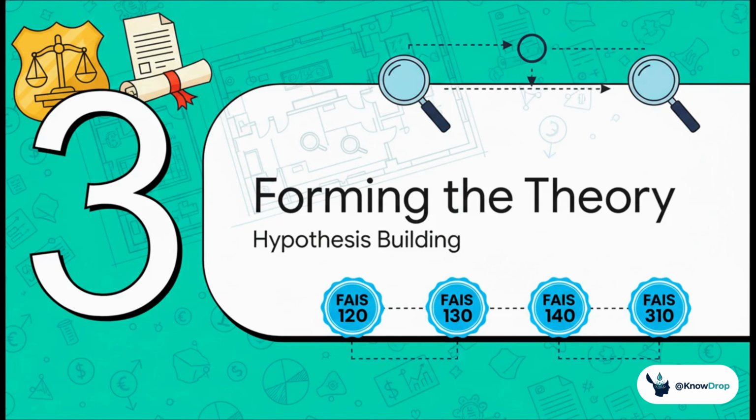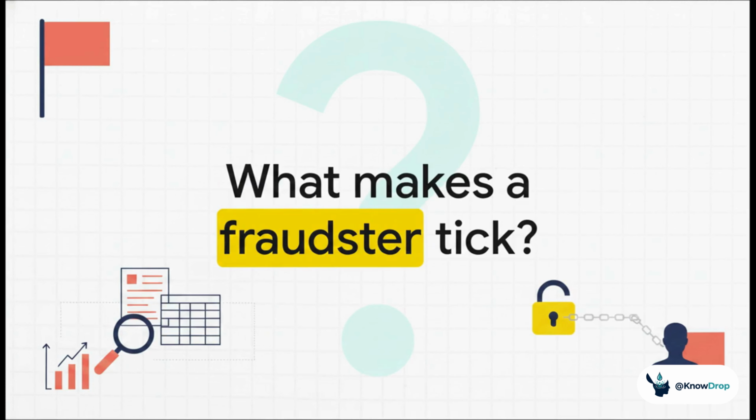Let's move to Section 3, forming the fraud theory. We have our legal badge, we have our official mandate, so let's get into the actual detective work. It's the ultimate question, right? What exactly makes an employee decide to cross that line? To answer this, we look to FAIS 120, which focuses on fraud risk. This standard helps professionals identify those vulnerable areas and spot red flag indicators right from the jump.